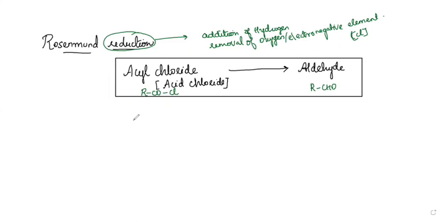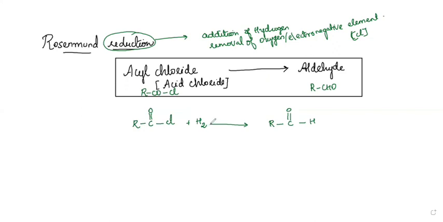Fine. So the general form is R C double bond O Cl, acyl chloride or acid chloride. It can be converted into R C double bond O H. You can understand here that we just removed Cl and added H. So the electronegative element is removed, and instead hydrogen is added. Now, what kind of reaction is it? Yes, it is reduction, addition of hydrogen.